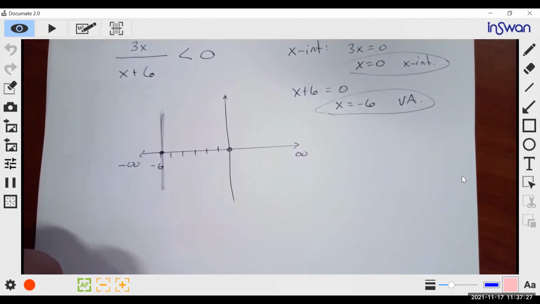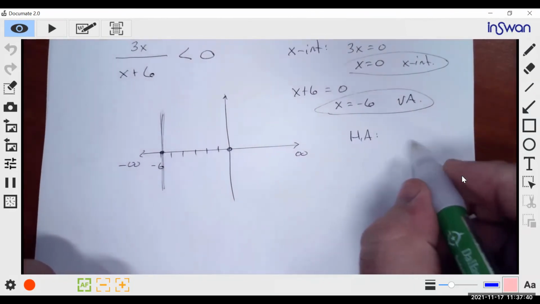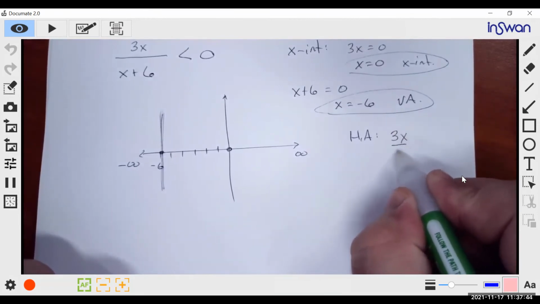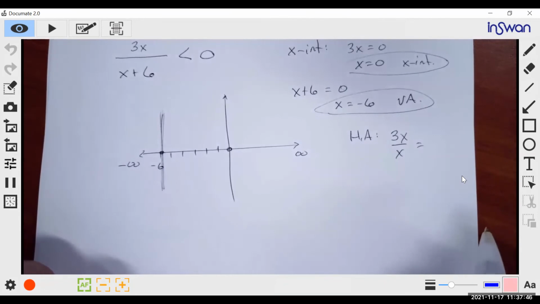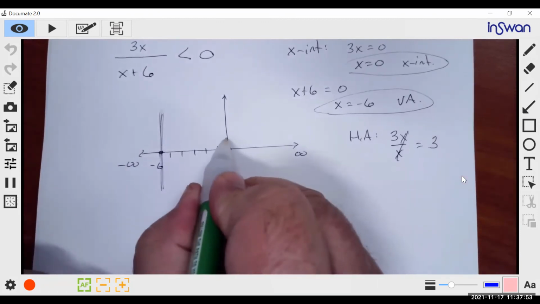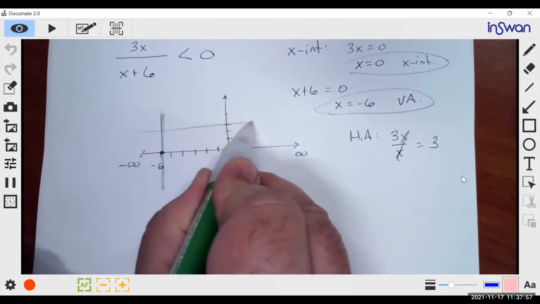Okay, what's the horizontal asymptote? Remember, only look at the leading terms. So we have 3x over x. What happens with the x's? They cancel. So at 3, we have a horizontal asymptote.